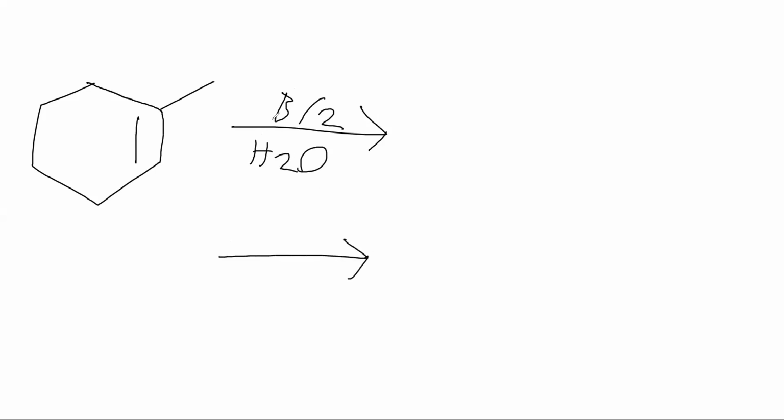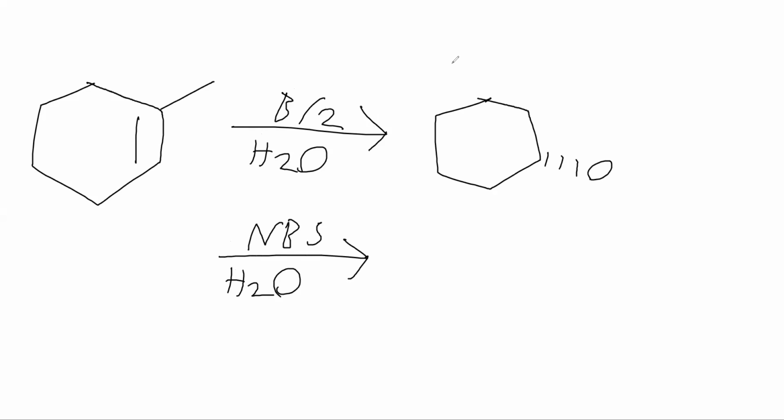There's two ways of writing this that you should know. So Br2 and H2O, Br2 is the same as X2, which I showed earlier. That's not right, my bad. So again, Markovnikov for the OH and it's anti. And if you see NBS over water, NBS is just a source of Br2.